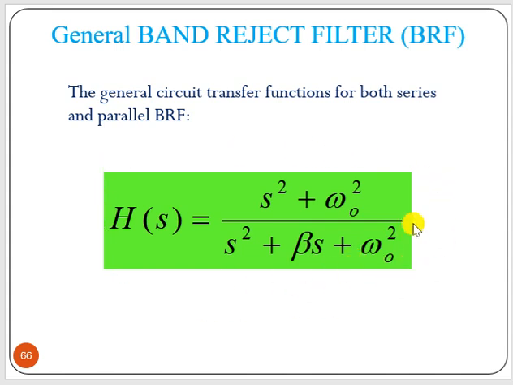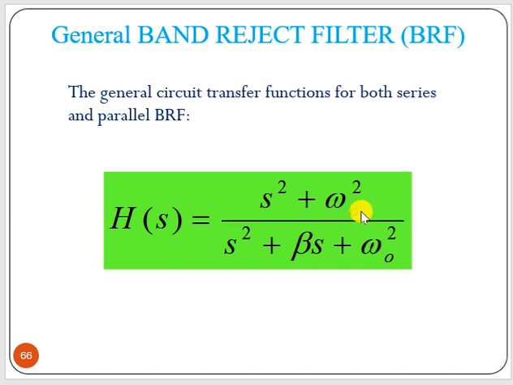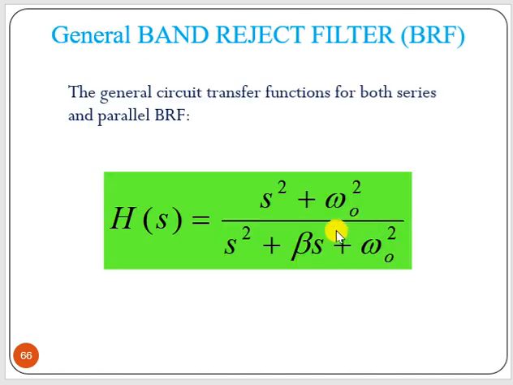Now similar to that, in the expression of the band reject filter, what we see here is an S square plus omega 0 square term, right? Then S square plus beta S plus omega 0 square. Here beta is R by L or 1 by RC. So S square plus omega 0 square divided by S square plus beta S plus omega 0 square. This is the basic transfer function of the band reject or band stop filter.